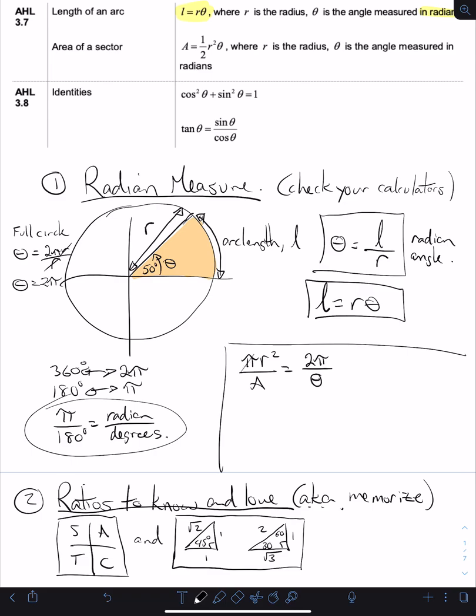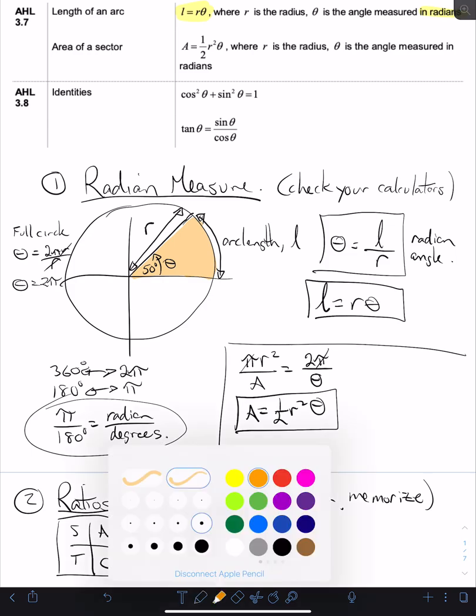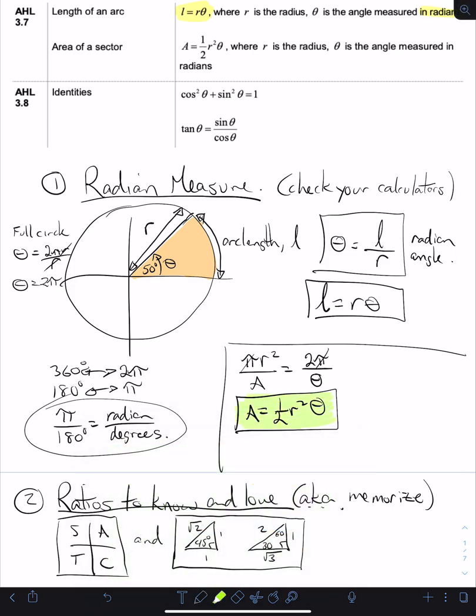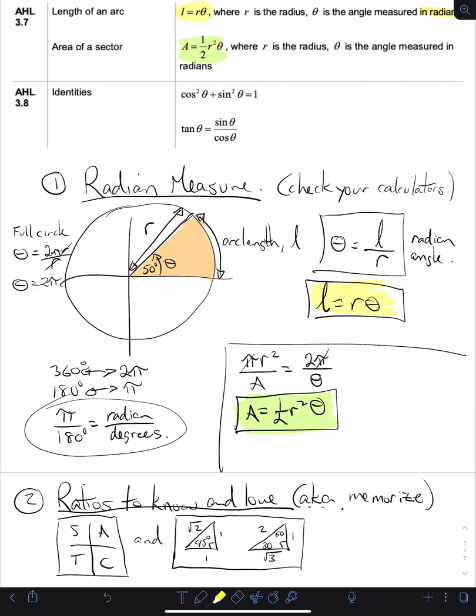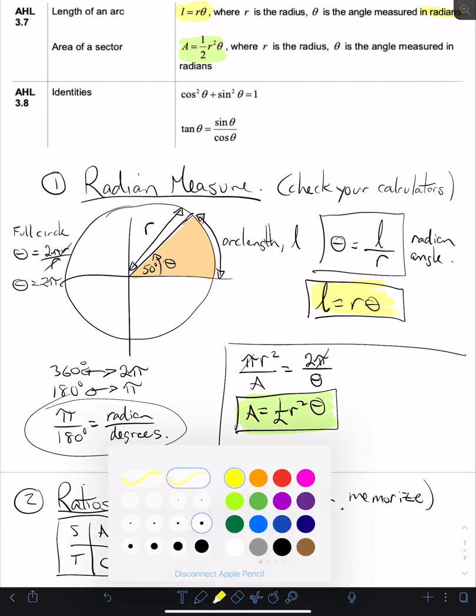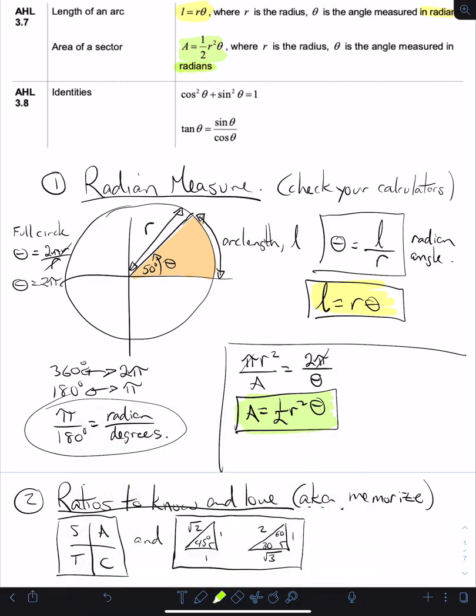Now I can simplify, and I can say, well, the area, if I cross multiply, will be equal to 1/2 r squared theta. And that is indeed the formula that you're given here. There you go, it's right there. Okay, so if you see those, it's in radians. Just make sure you know not to use these formulas in anything else except in radians, okay? That's where they come from.